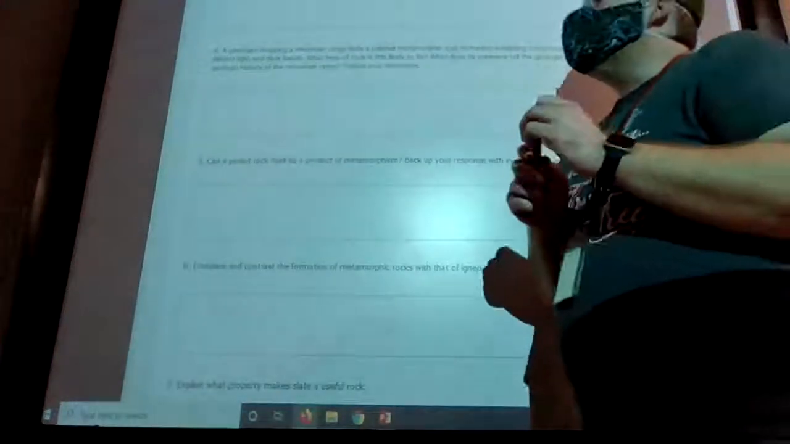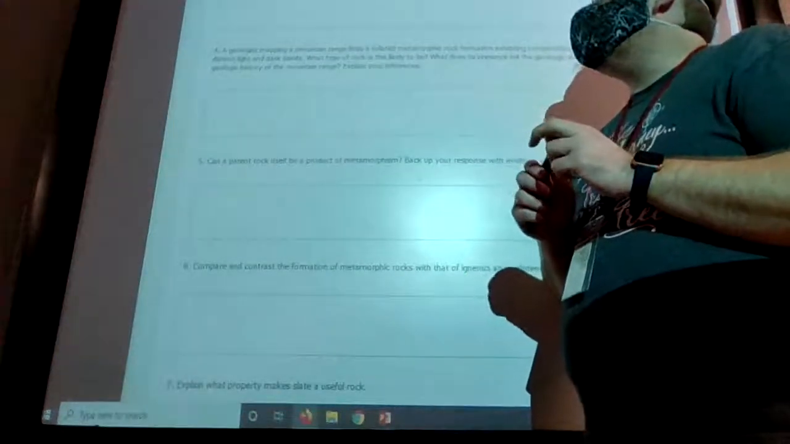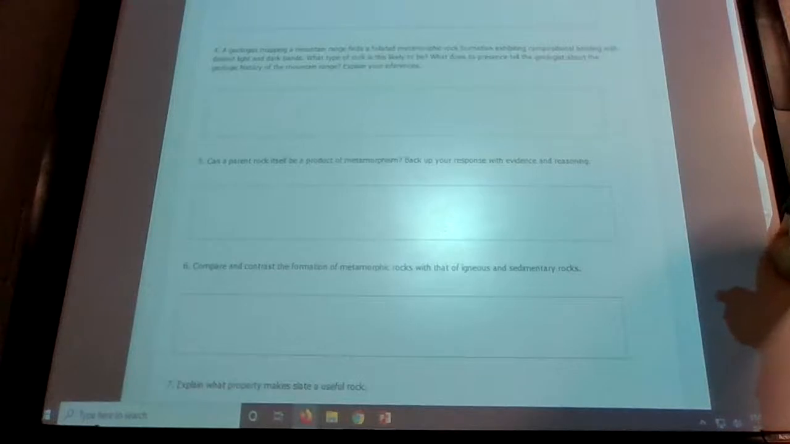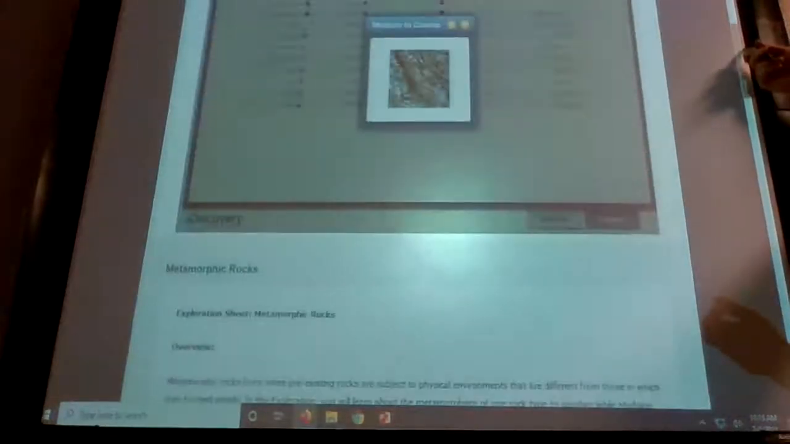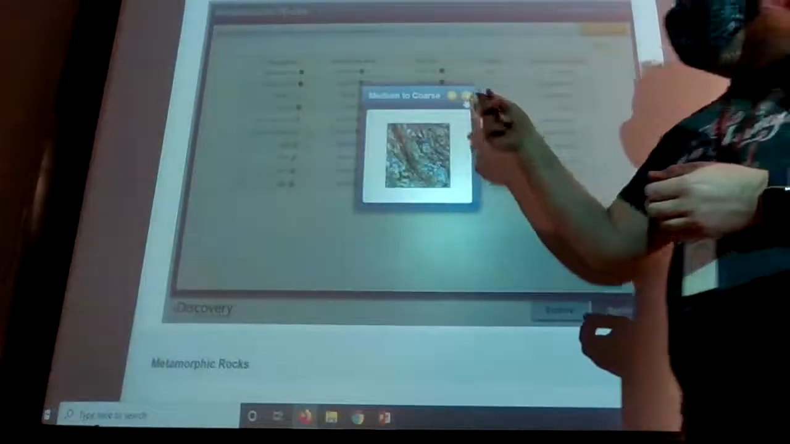Wonderful. Number 4. A geologist mapping a mountain range finds a foliated metamorphic rock formation exhibiting compositional banding with distinct light and dark bands. What type of rock is this likely to be? What does its presence tell the geologist about the geologic history of the mountain range? Explain your inferences. All right, so this is a little bit advanced, but we can go up here and look at this. We're looking for a rock that has light and dark bands.